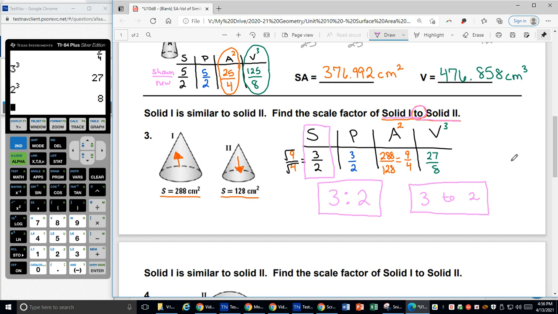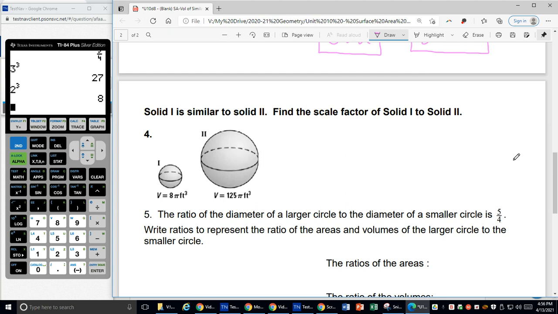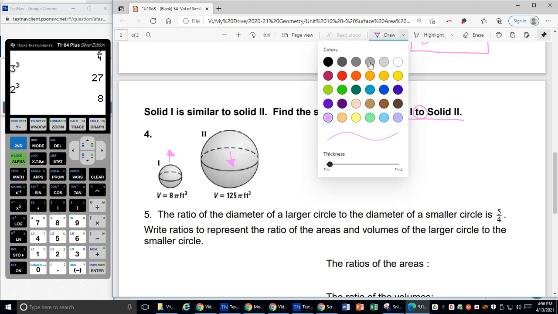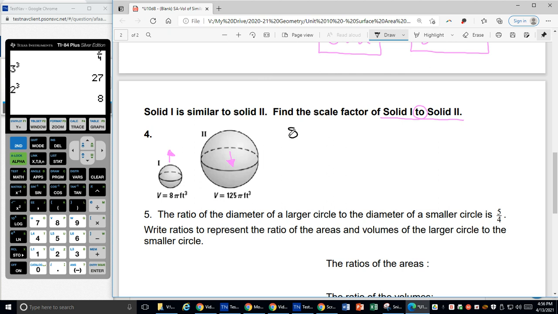Okay, let's look at another example just like that. Number 4, solid 1 is similar to solid 2. Find the scale factor of solid 1 to solid 2. So again, solid 1 is going to go in the top, and solid 2 is going to go in the bottom. And I'm going to make my SPA table.